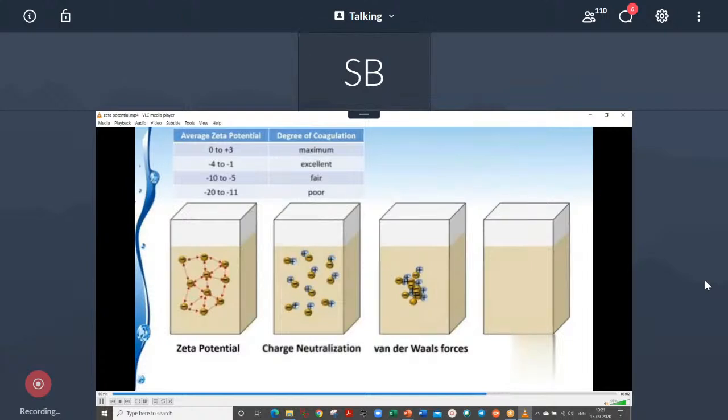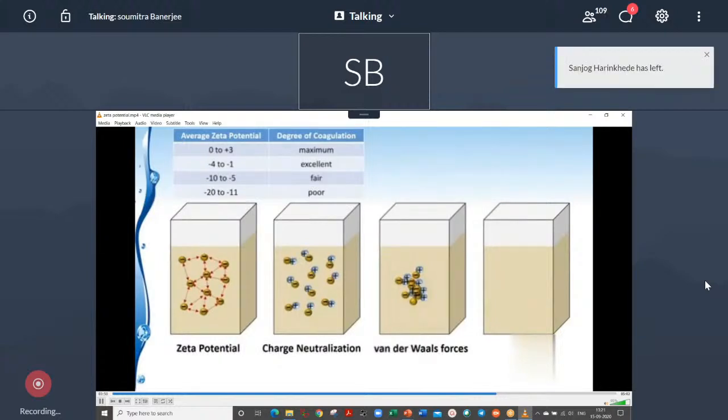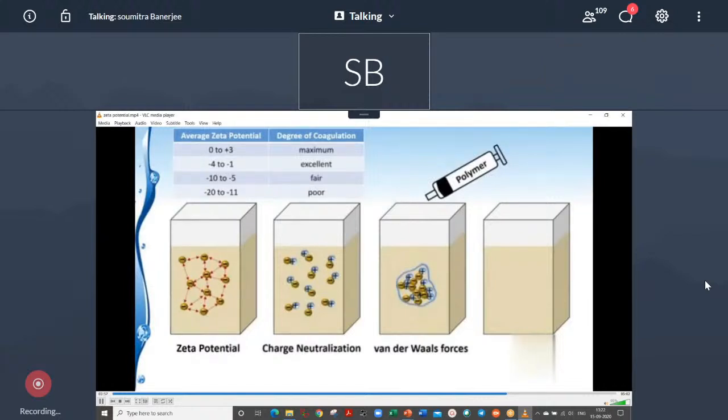Additional chemical in the form of polymer, and a cationic polymer is typically used in the coagulation process, helps keep that flock together. Flocks gently mix and collide in the flocculation process. They get even larger, and then ultimately they'll settle out in the sedimentation process.